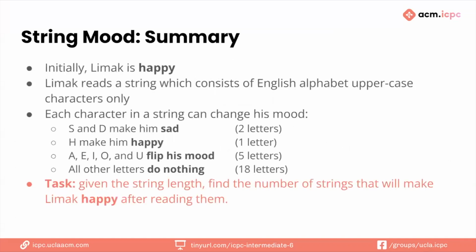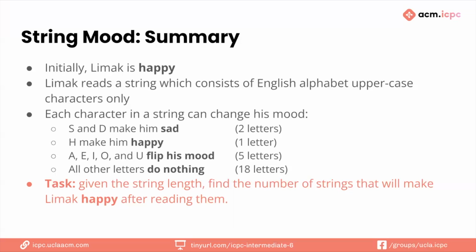All right, let me quickly summarize the problem. So we have Limak, and initially Limak is happy. Limak can be either sad or happy. He reads a string of uppercase English alphabet characters, and each character can impact his mood or do nothing. For example, reading letters S and D will make him sad. Reading letter H will make him happy. Reading vowels will flip his mood. So if he was happy, he will become sad. If he was sad, he will become happy. And all other letters simply do nothing.